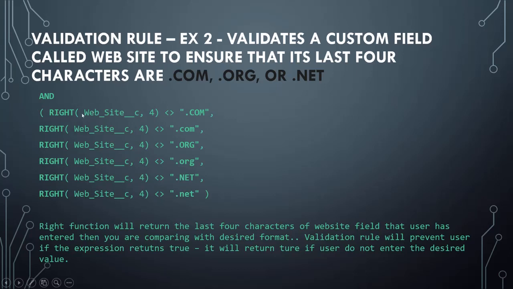What this RIGHT function will do is accept the field name and the number of characters that we want to return. We are interested in the last four characters, and we are comparing with our desired format. In the first line, you can see we are using .com. Whatever value the user enters in the website, it will return the last four characters and compare with the desired format. If it is not equal, if this is true, then it will prevent the user from saving the record.